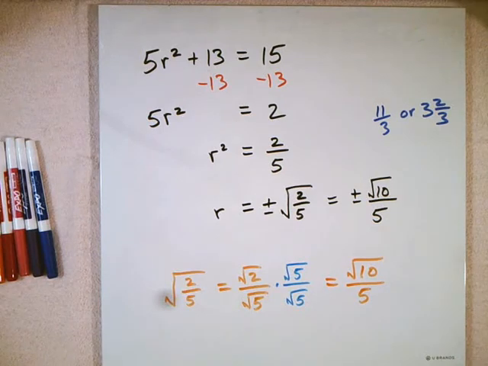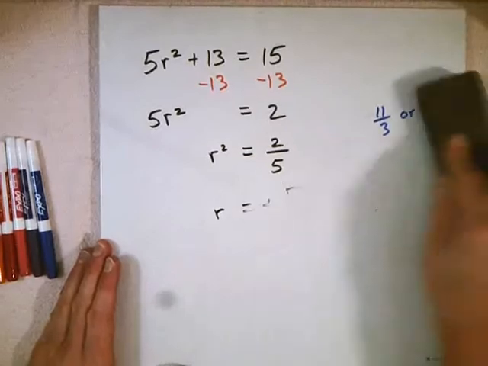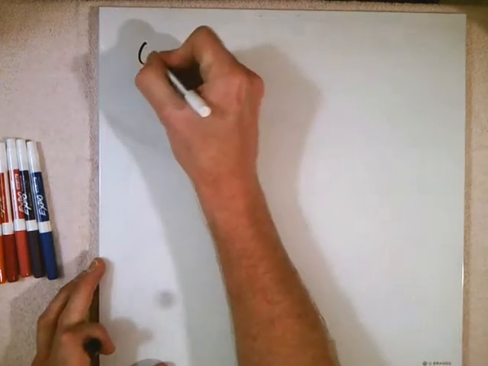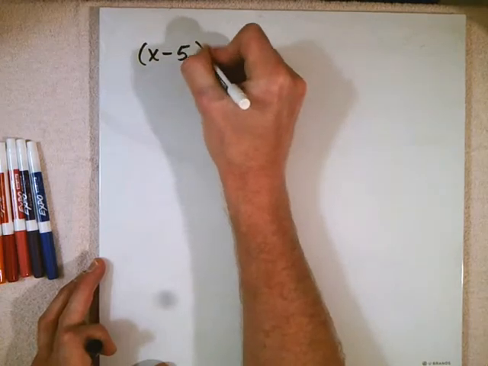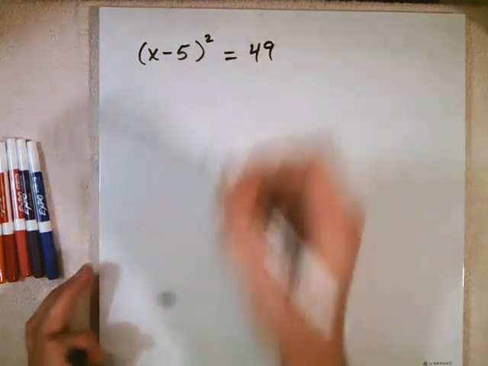All right, let's move on from there. This next one's going to be a little different, I suppose. Still using the square root property, but a little different in appearance. Here we go. X minus 5 squared equals 49. It works the same way, even though it doesn't look exactly like the others.